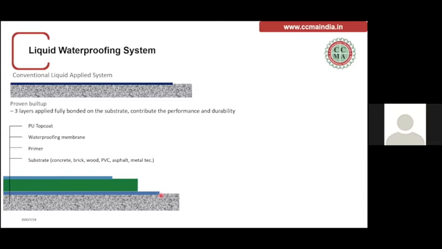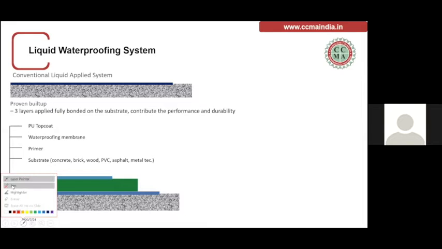So the first layer is the primer. It should be a deep penetrative primer which saturates the top layer of the concrete very well. And then we should have a waterproofing membrane, and wherever the waterproofing membrane is exposed to the sun, all those areas shall be protected by a UV top coat. Now, let me tell you the benefit of this system.